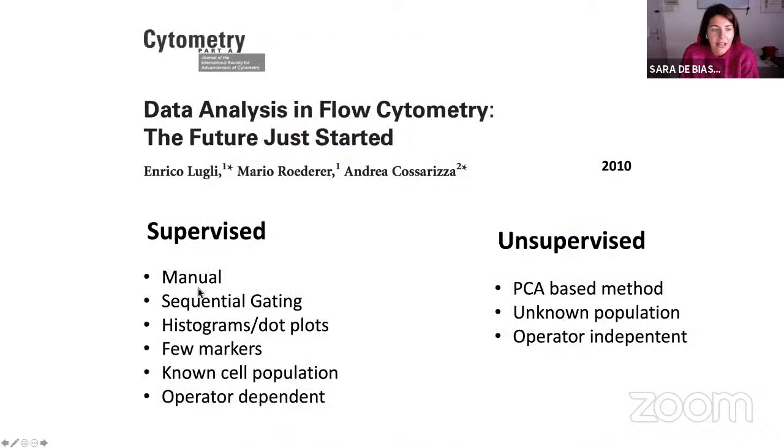So in 2010, Enrico Lugli, Mario Roederer, and Andrea Cossarizza published this paper in Cytometry Part A. And in 2010, there were not a lot of unsupervised methods of analysis, because mostly we were performing manual gating based on sequential gating. The mode of visualization was histograms or dot plots. So we were analyzing few markers, and everything was operator dependent. But also in 2010, PCA-based methods came out, and this kind of method was really important because it was operator independent, and it allowed you to perform an unknown population analysis.